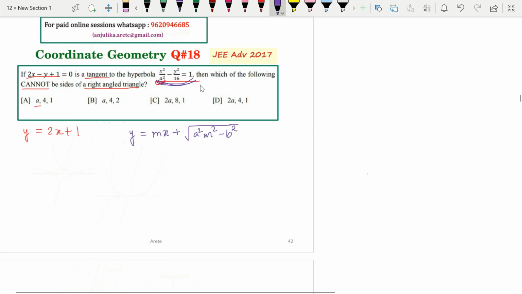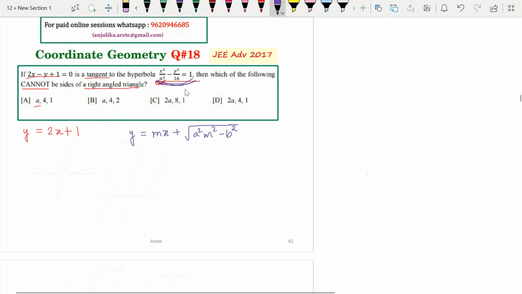Okay, so what is given to you? Equation of a tangent. Can I write it in slope intercept form, like rearranging the terms? This is the tangent given to you. Now, can you independently write the equation of tangent to this hyperbola? Slope intercept form, what is it? y is equal to mx plus or minus, I'm writing a plus right now, under root a square m square minus b square. That's your equation of tangent to this hyperbola.